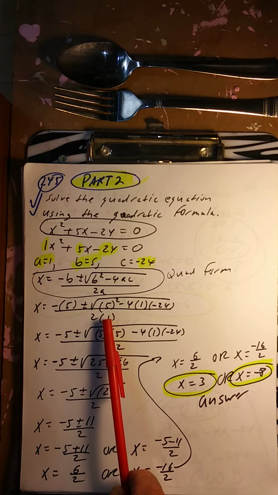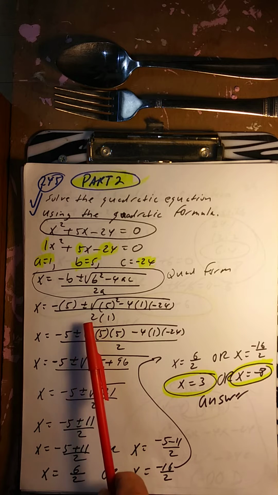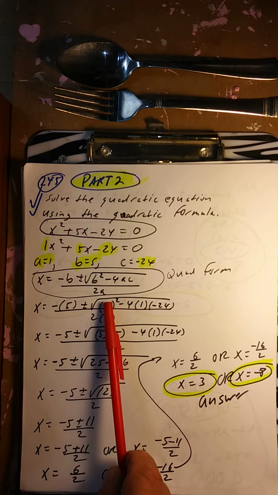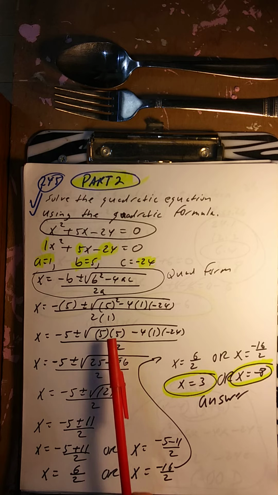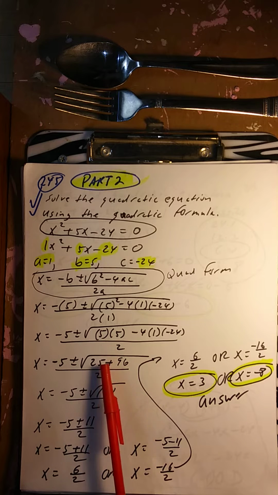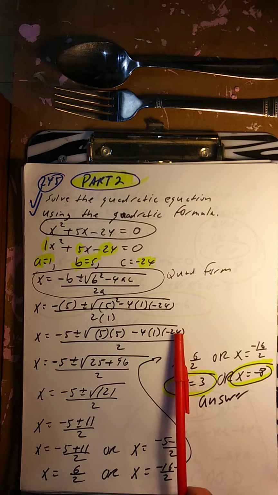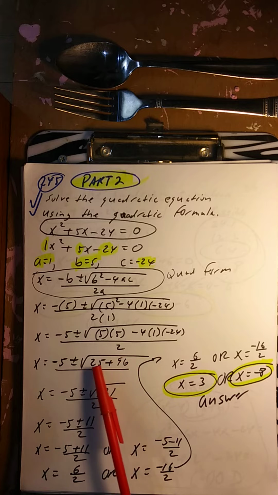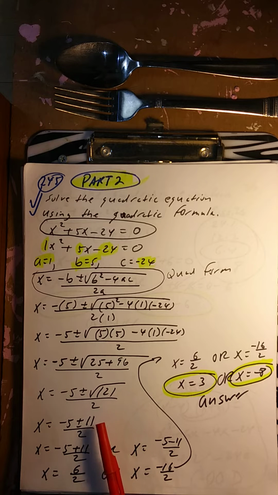Okay. So now we have those B's in there. So negative 5 is negative 5. 5 times 5 because that's squared, and that's going to be 25. And this times this is going to be positive 96. I have to say it's 121. Square root of 121 is 11. So then you have negative 5 plus or minus 11.